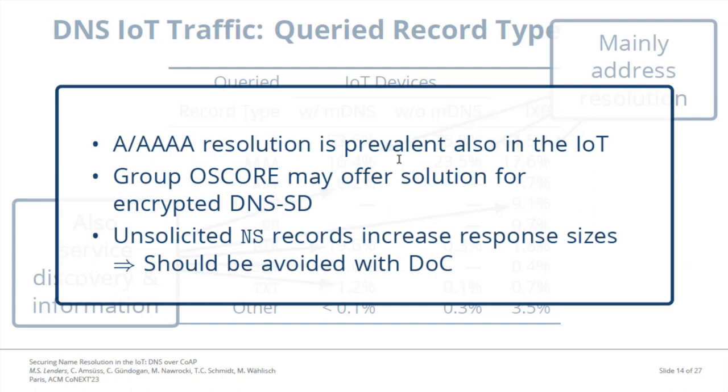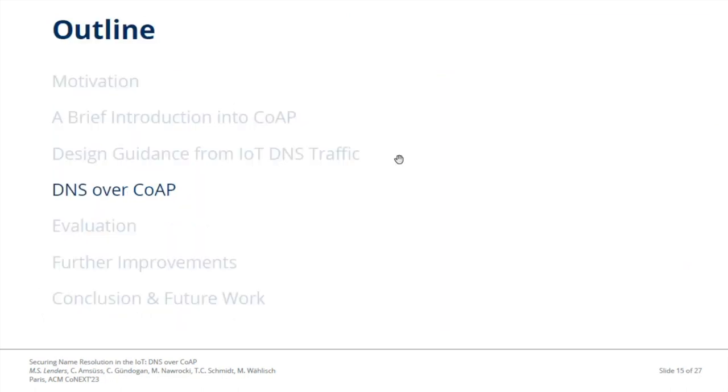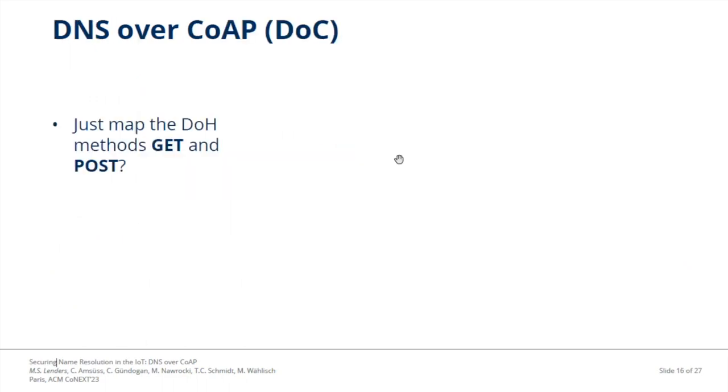And something that I didn't show on the slide, because I only talked about queried record types, is that there are also a lot of unsolicited NS records in the responses, which increase the response sizes, which should, of course, be avoided with DNS over CoAP. So how does DNS over CoAP now work? I said that CoAP is basically the HTTP for the IoT. So should we just map DNS over HTTP and use the GET and POST methods as proposed in the RFC there?